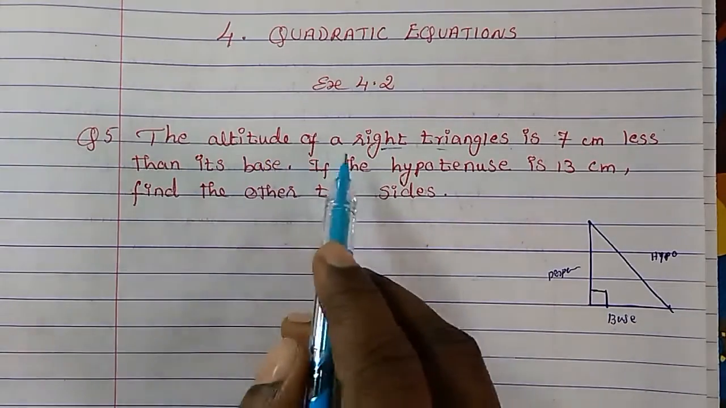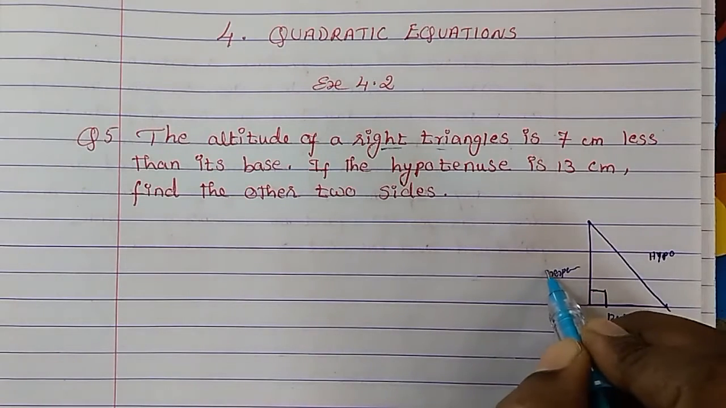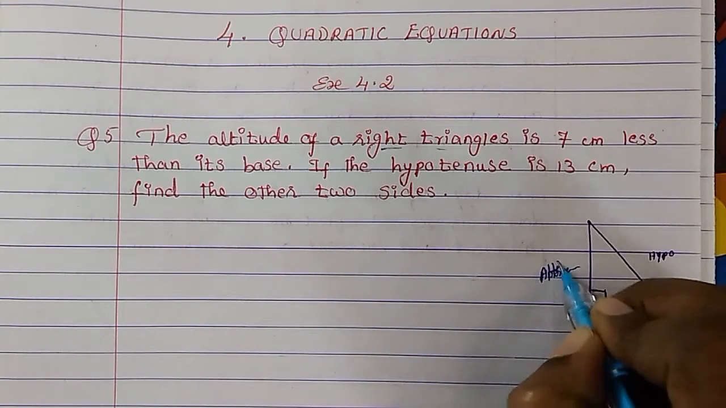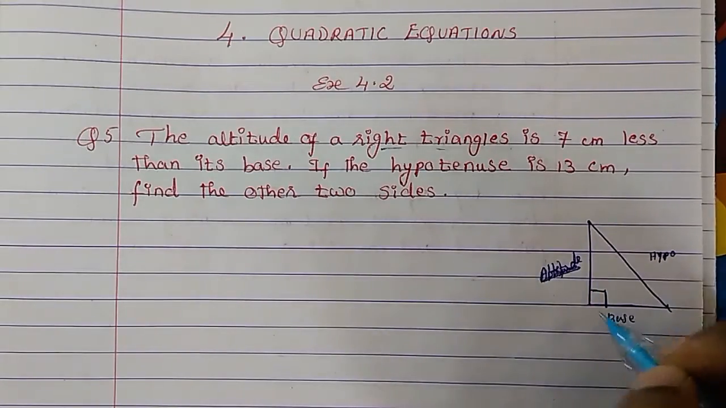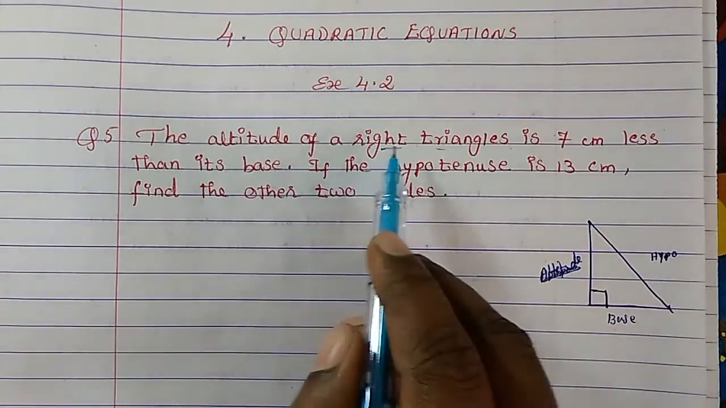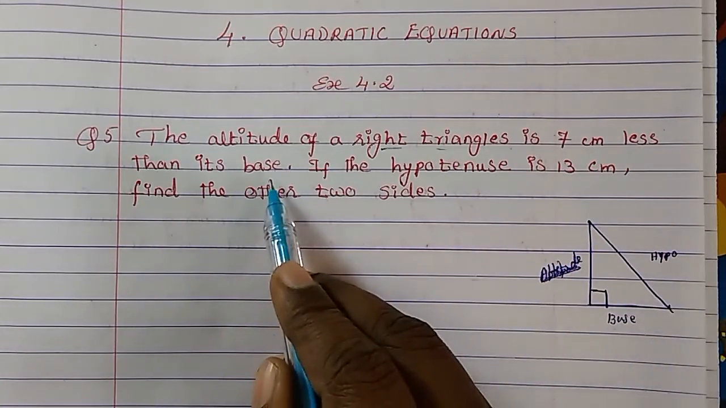The altitude of a right triangle. Altitude means the perpendicular, we call it altitude. So here let's write down altitude. Okay, so perpendicular we call it, this we call altitude. So the altitude of a right triangle is 7 centimeters less than its base.